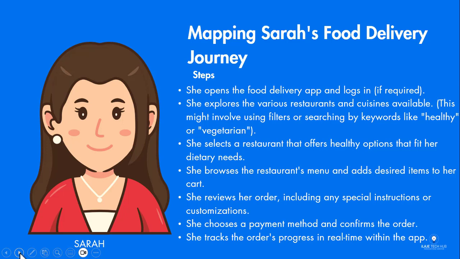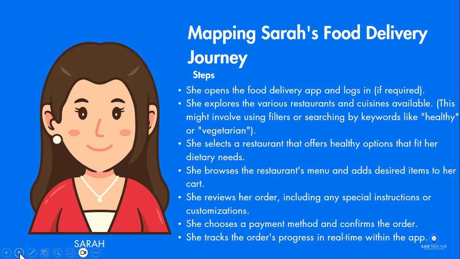The fourth step is that she browses the restaurant's menu and adds desired items to her cart. The next step is that she reviews her order, including any special instructions or customizations. The next step is that she chooses a payment method and confirms the order. And then the last step is that she tracks the order's progress in real time within the app.